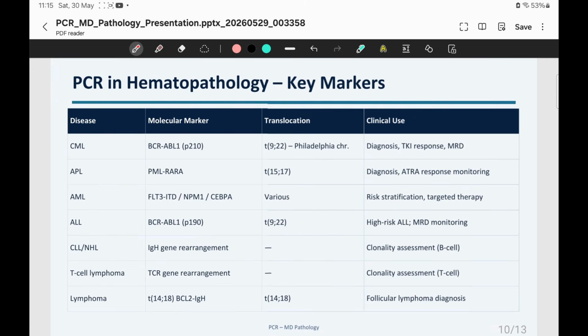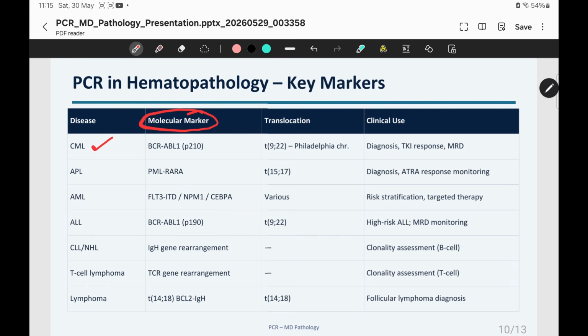So, PCR in hematopathology and the key markers. The molecular markers that are targeted in PCR give a clue about the disease.